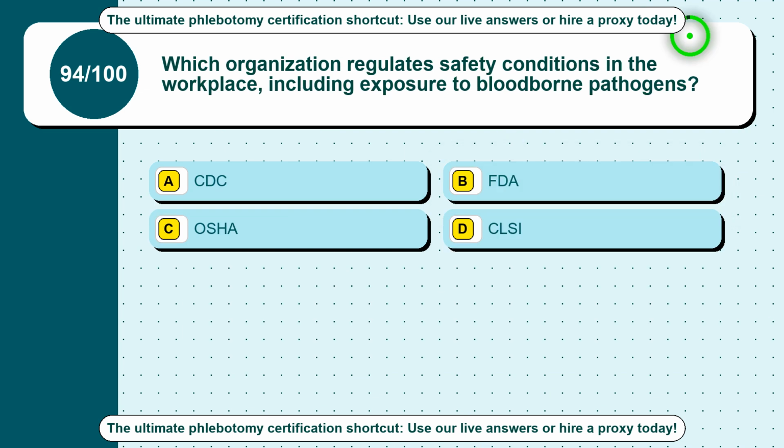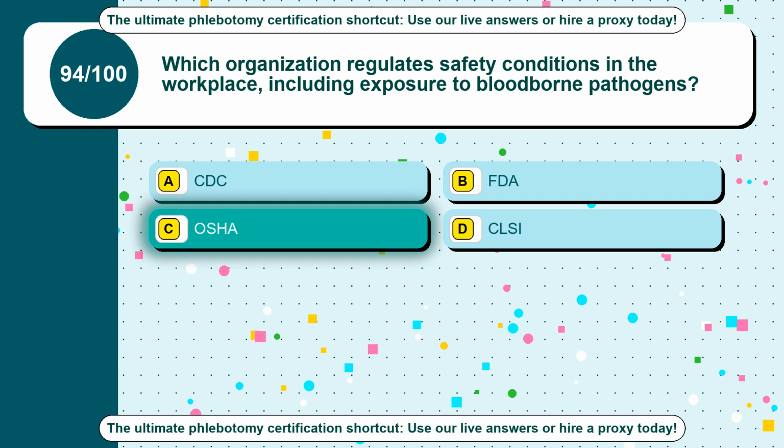Question 94. Which organization regulates safety conditions in the workplace, including exposure to blood-borne pathogens? Option A, CDC. Option B, FDA. Option C, OSHA. Option D, CLSI. The correct answer is option C, OSHA.